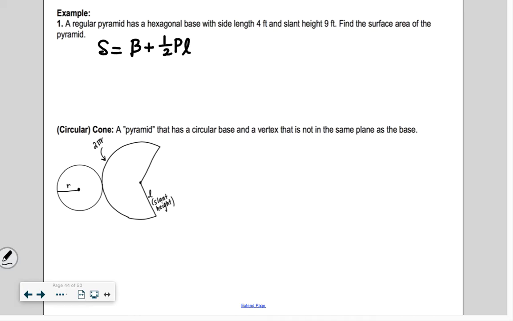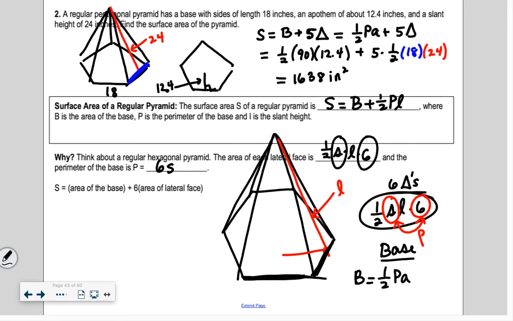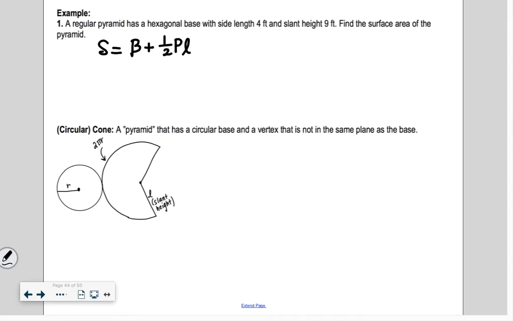So the side length is 4. It has a hexagonal base, so the perimeter would be 4 times 6, which is going to be 24. You good now, Ian? So our perimeter is going to be 4 times 6, which is 24. Our slant height is our L, that's 9.